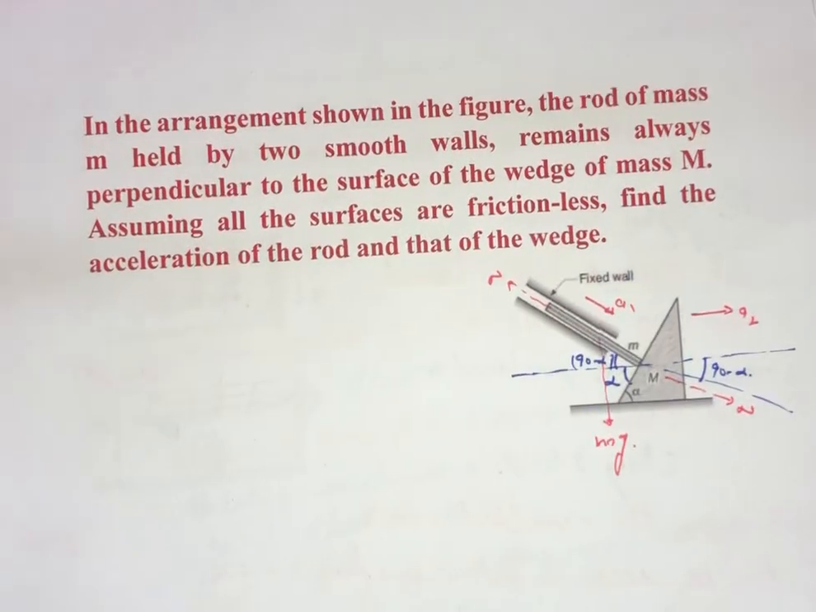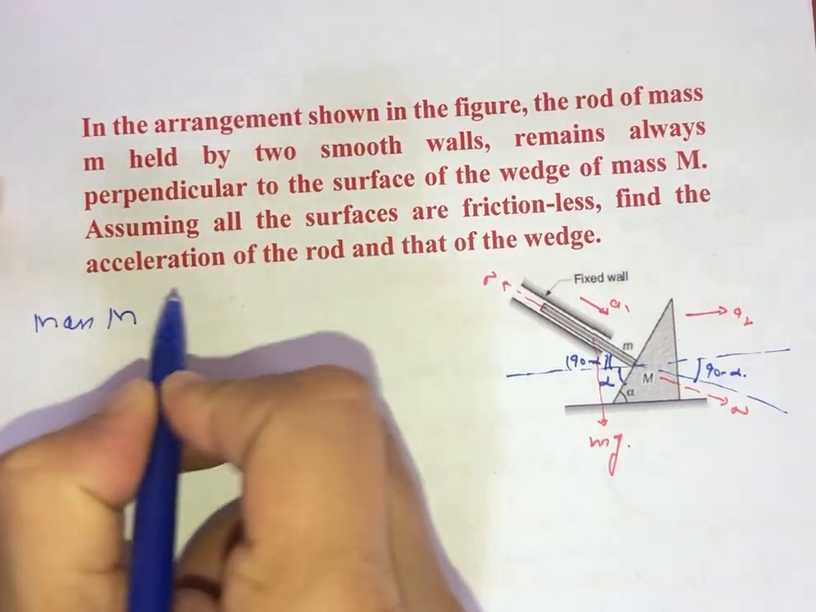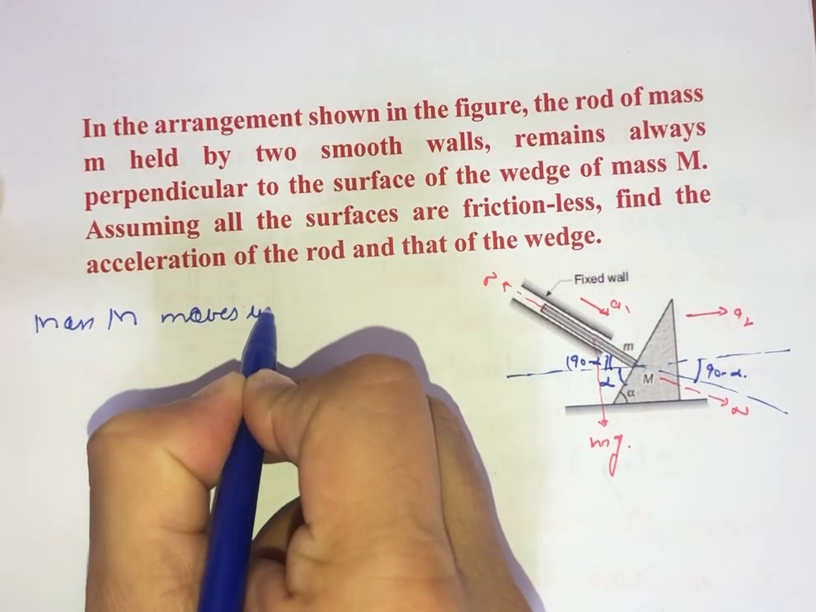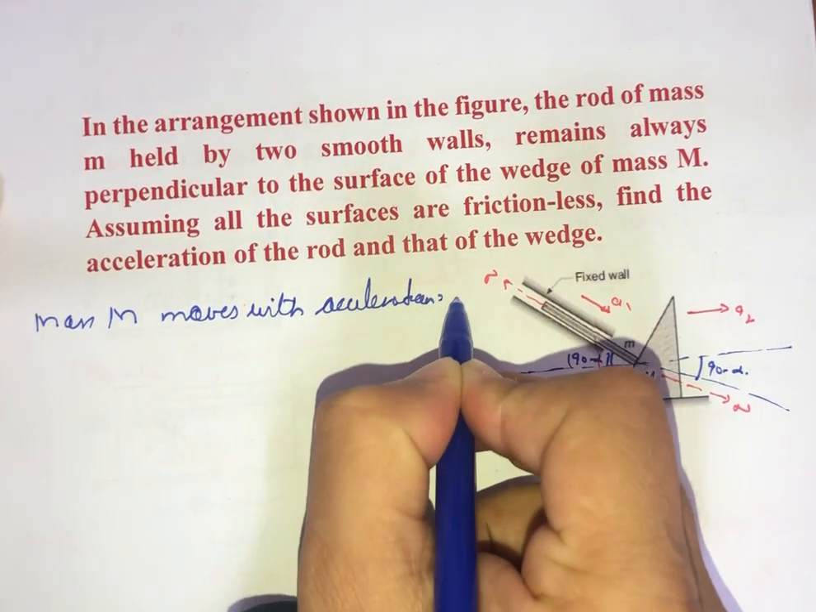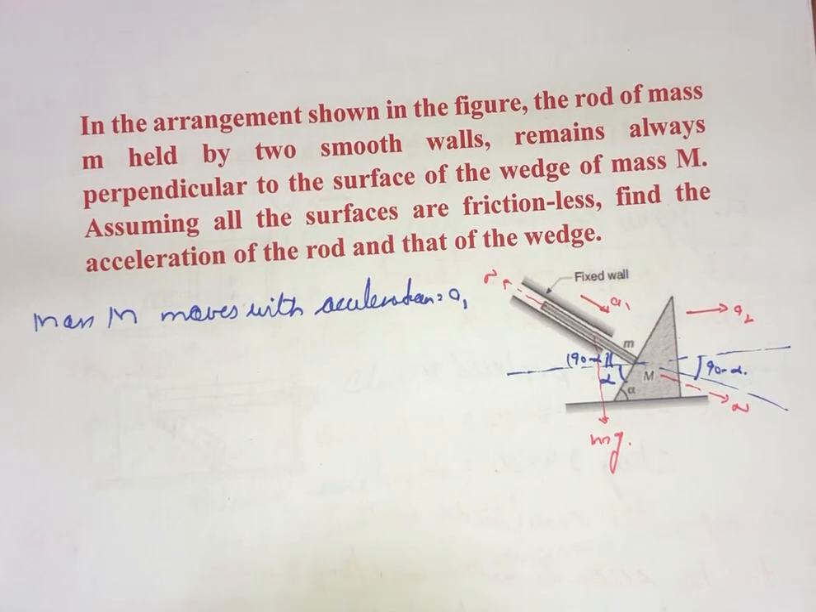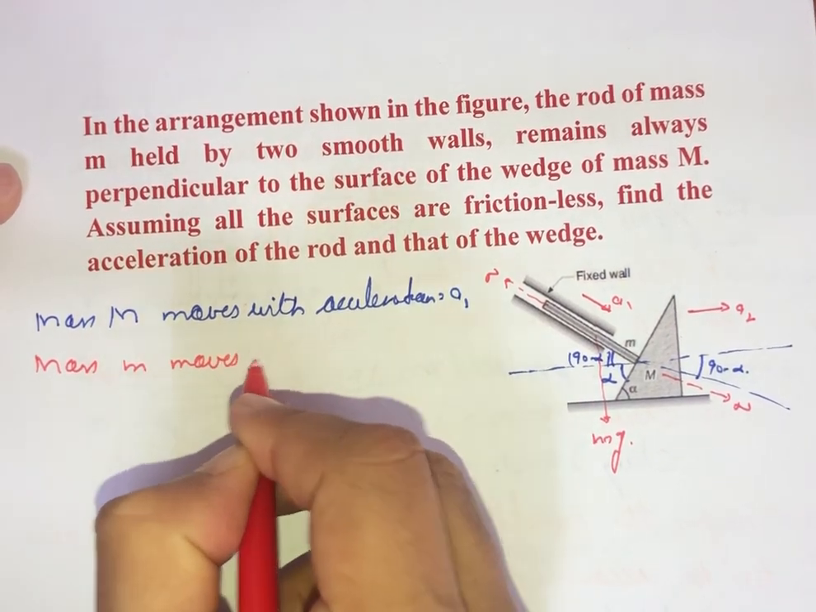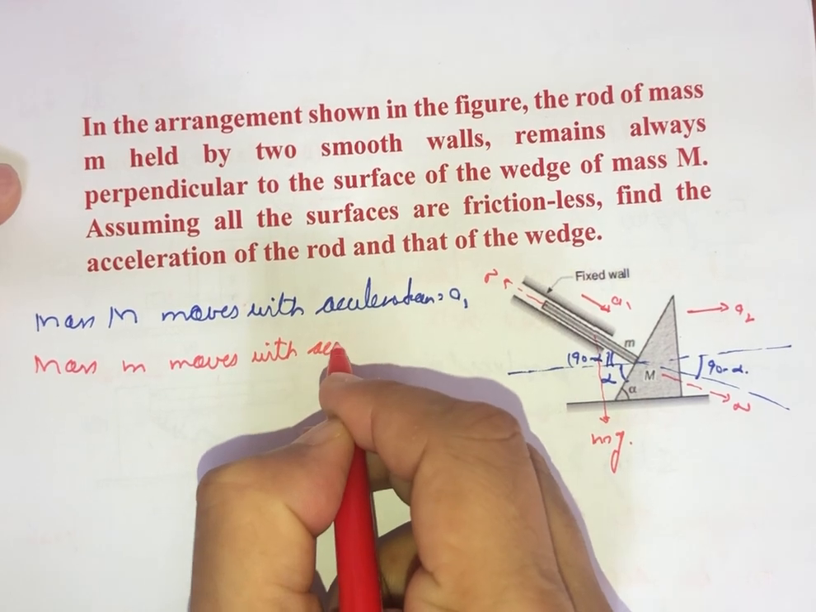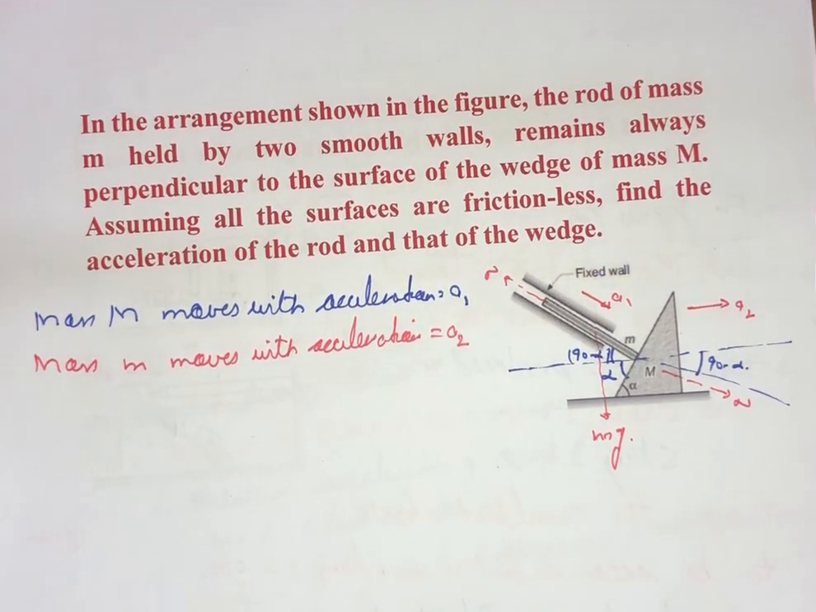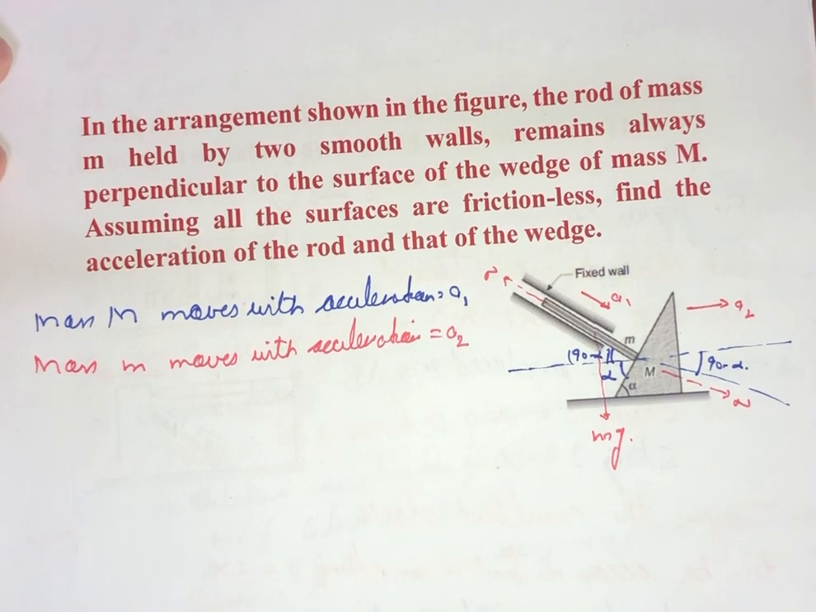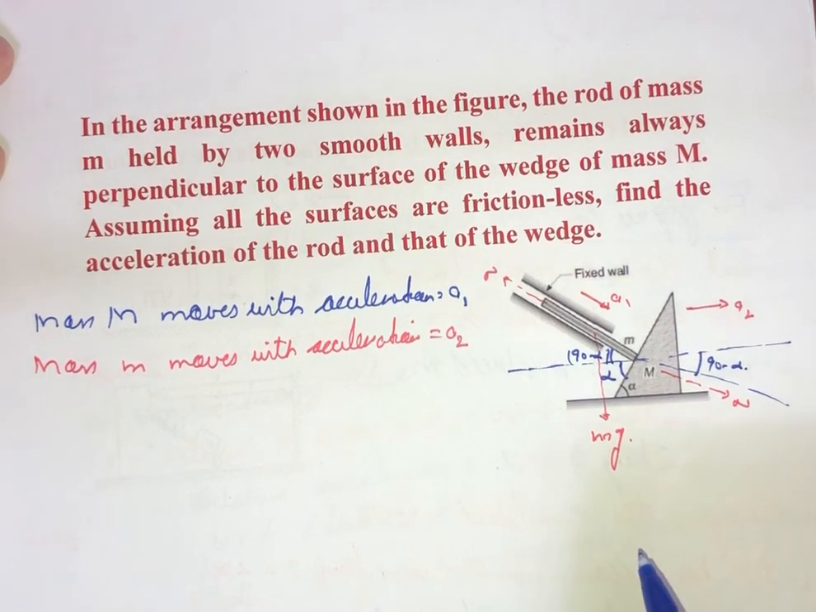Okay, so we say that mass small m moves with acceleration A1, and mass capital M moves with acceleration A2. I think that will be sufficient.